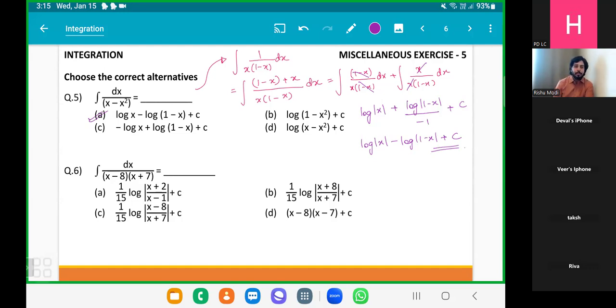We go on to question number 6. x minus 8, x plus 7. Okay, that is the given question. All right, so how can we go about this? We can use partial fractions, right? So I will be writing this as 1 upon, okay, I will start on a new page so that we understand this.